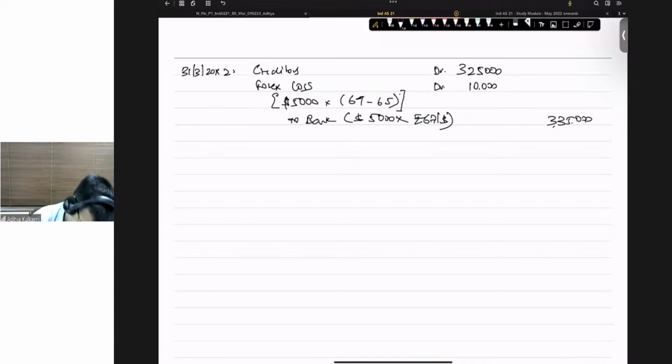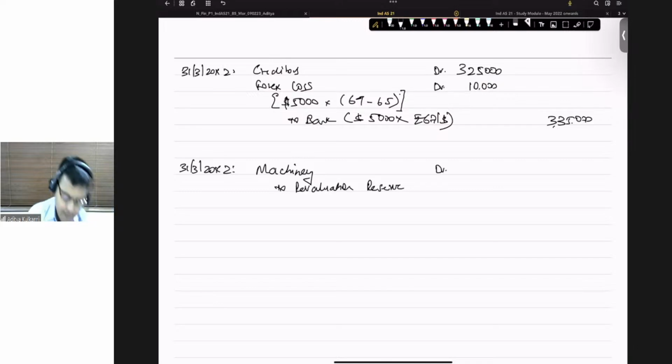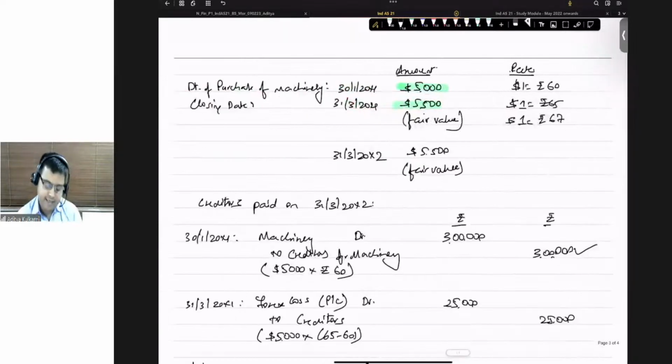So the entry that you will pass on 31st March X2 is machinery account debit, to revaluation reserve OCI. How do I record this? Well, initially the value was 5,500. Then also it remained 5,500 into rupees 65.